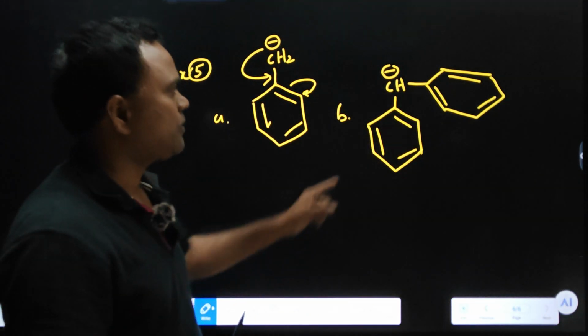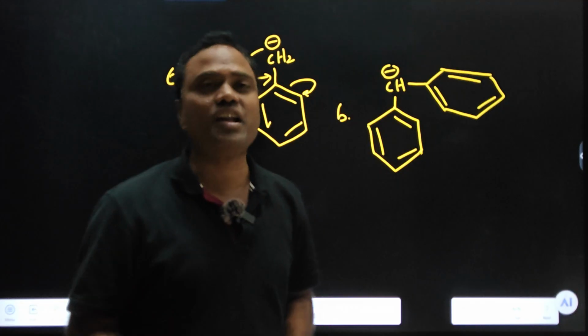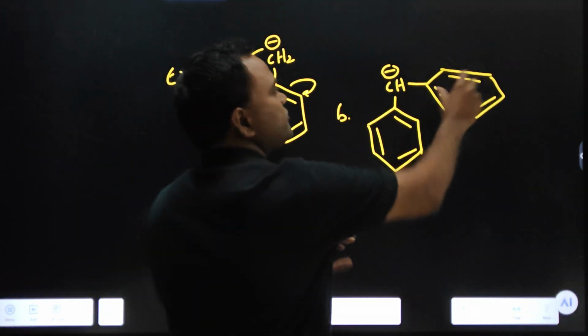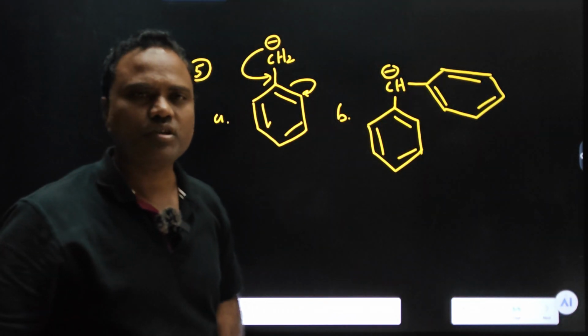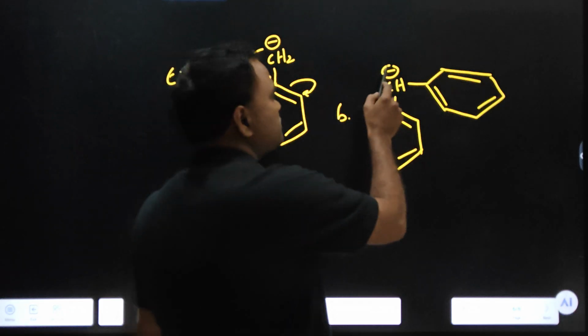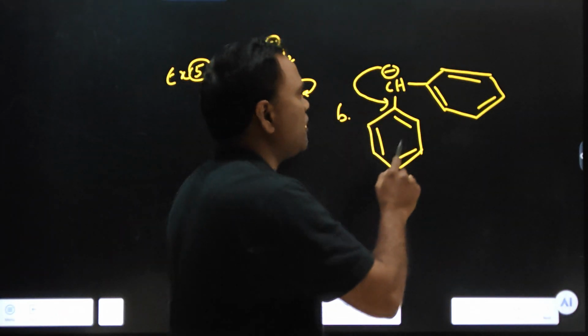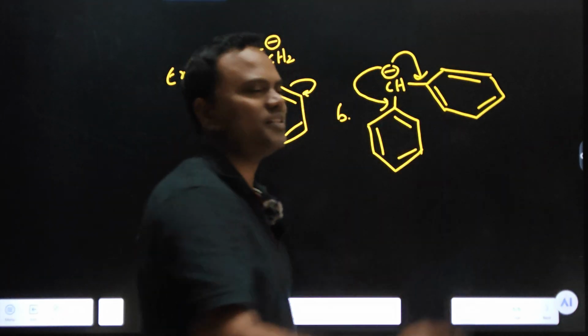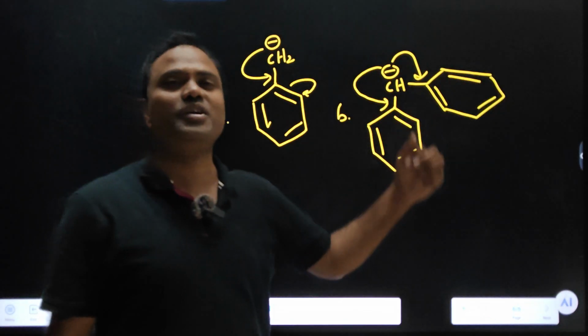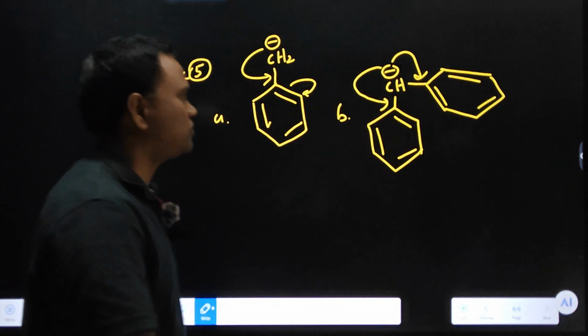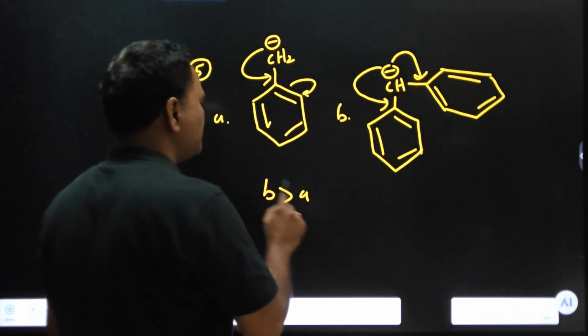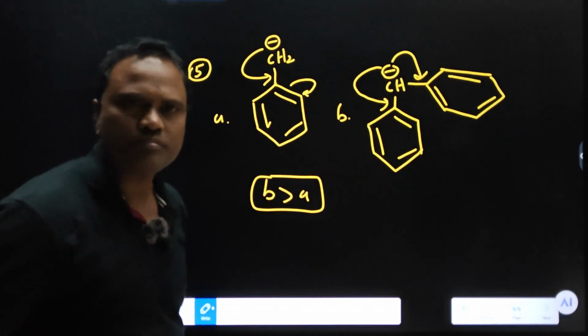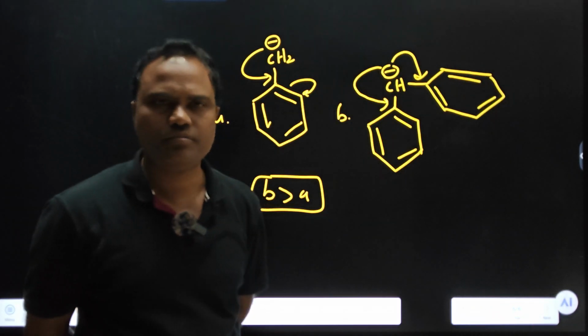Clear? In this case, two persons are helping. This is one person and this is one person. So this negative charge may go this side or this side. Two persons are there to help, so here stability is more. Clear? So what is the stability order? B greater than A. Got it? Right.